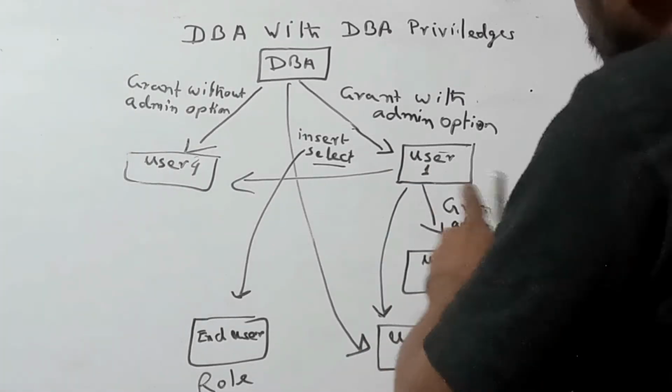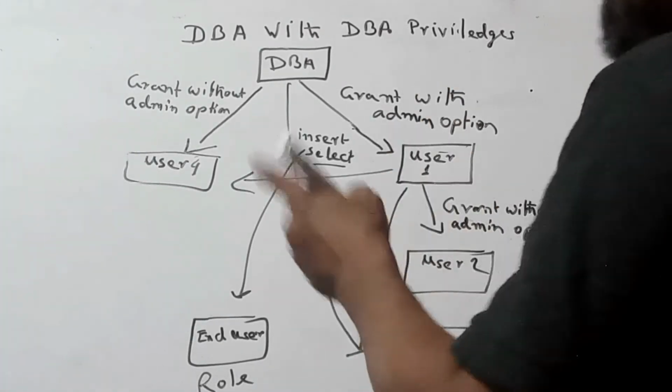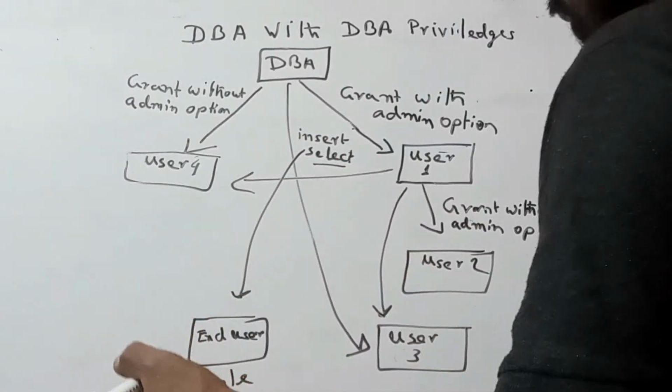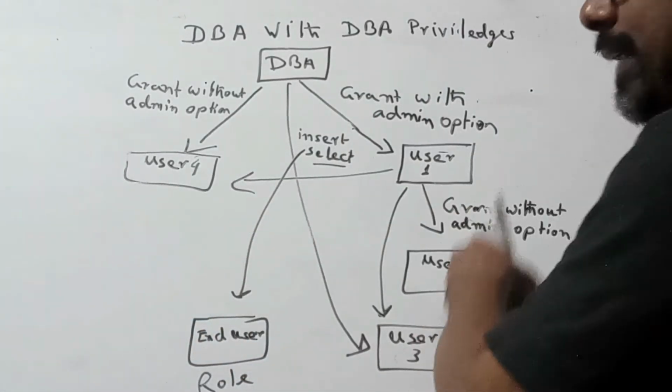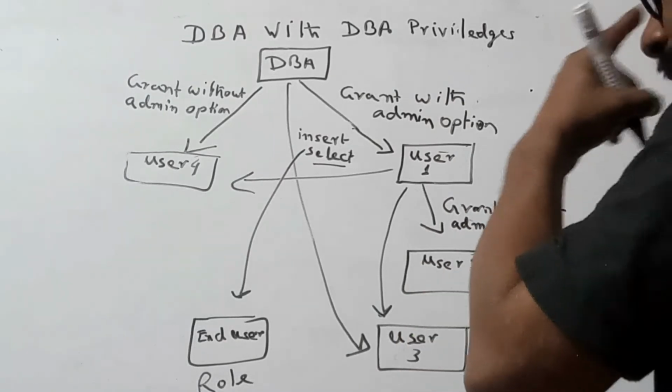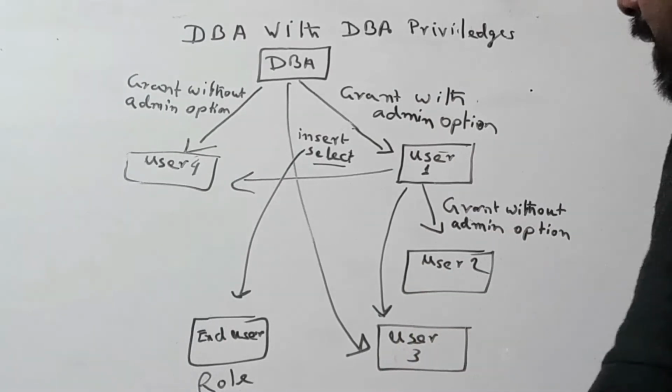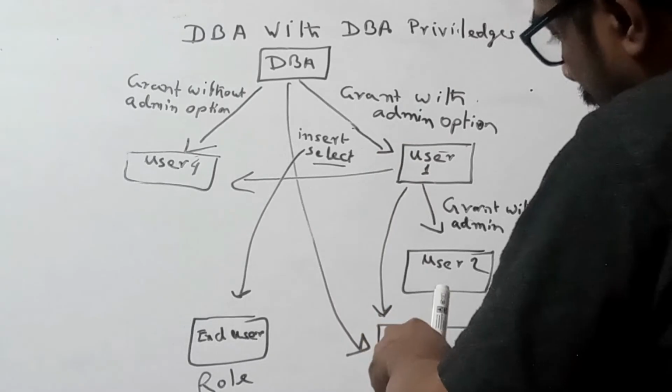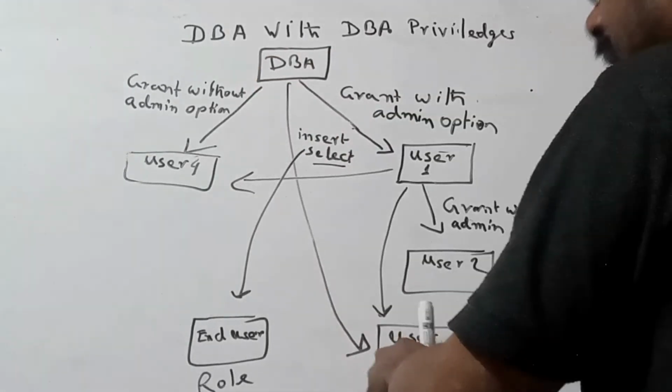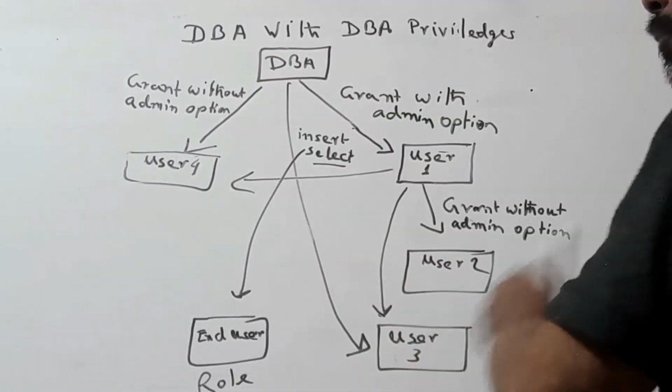Now he provided the grant without admin option to user 2. User 2 has the privilege of insert and select on a table, but he cannot provide that grant to any other user. So if there is a new user 3, who will provide it? The DBA can provide it directly, and user 1 can provide it.